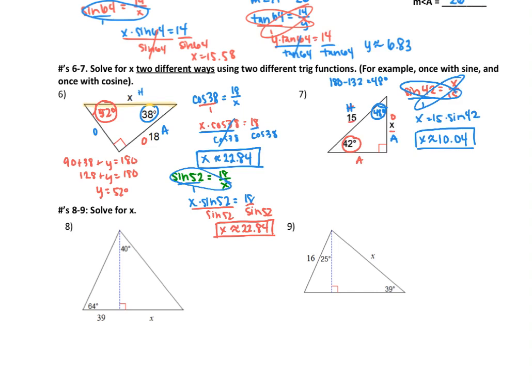15 is still my hypotenuse, so now I could use cosine. So cosine 48 equals x over 15, and then cross multiply. So x equals 15 times cosine 48. And we get the same thing.